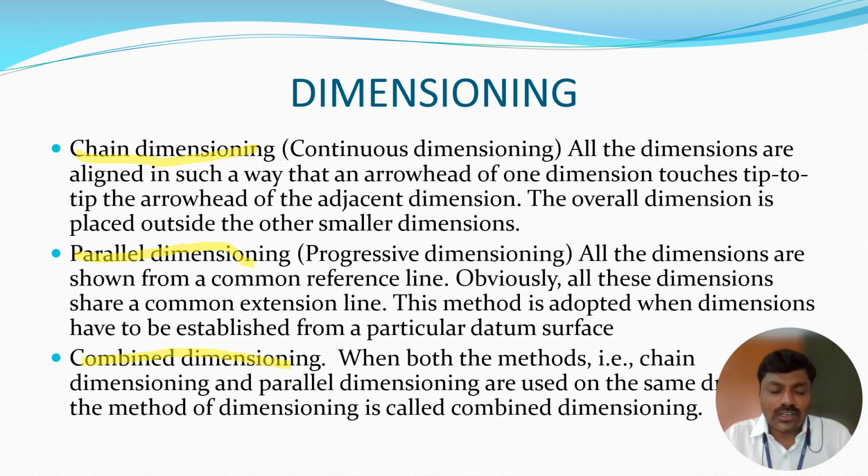Parallel dimensioning is also called progressive dimensioning. All the dimensions are shown from the common reference line. Obviously, all these dimensions share a common extension line. The extension line is very common.